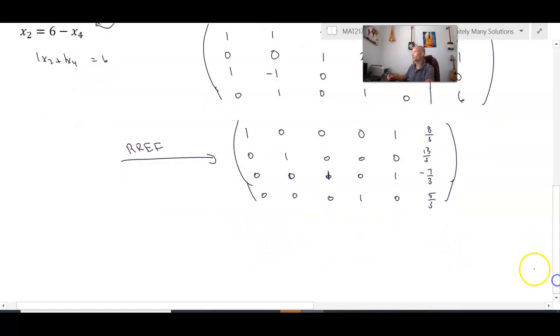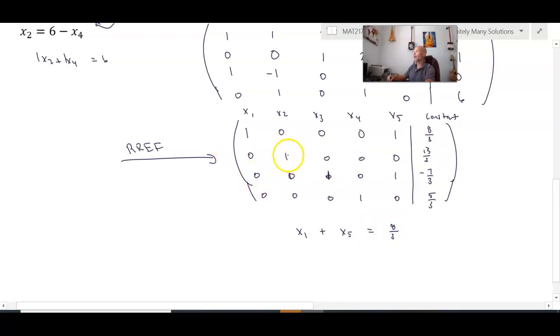All right, there we have it. So again, coefficients x1, x2, x3, x4, x5, constants. We're going to read off each of the equations line by line. So we see that there's no row full of zeros, first of all. But as we read into the first row, we see that x1 plus x5 equals 8/3. This is why it's so important to write these out.